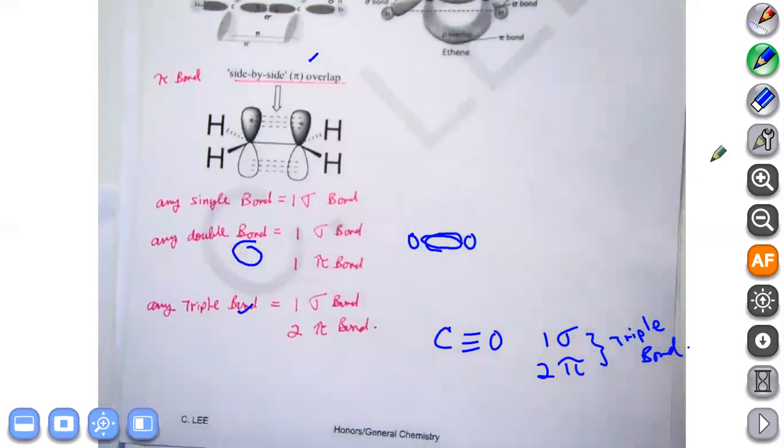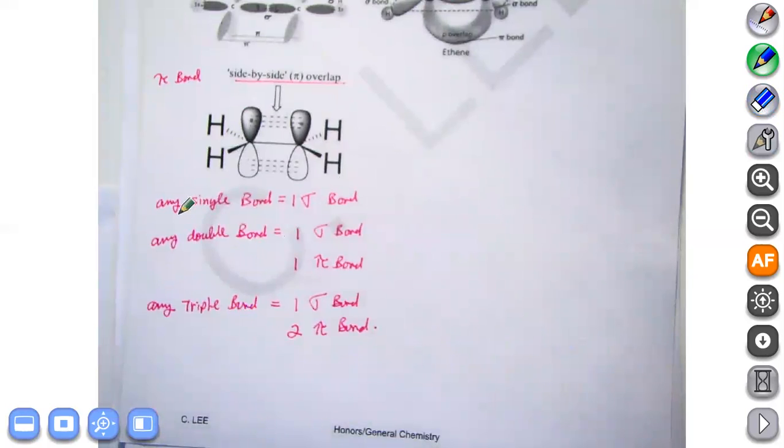So let's summarize at the bottom here. If you have any single bond, we would say, oh, that's one sigma bond. When you have a double bond, the first one will always be a sigma bond, and the second one is the pi bond. If you have a triple bond, the first one, like before, is always the sigma bond. The rest of the bonds, the second and the third one, would be your pi bonds.